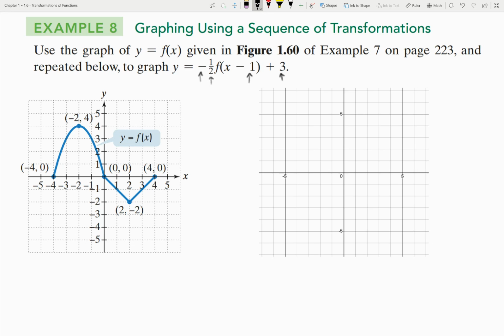All right. So first, we go right 1. So instead of -4, this function then goes to there. It goes to 1, 4, to there, and then to 3, -2, and then to 5. So here would be my first function.